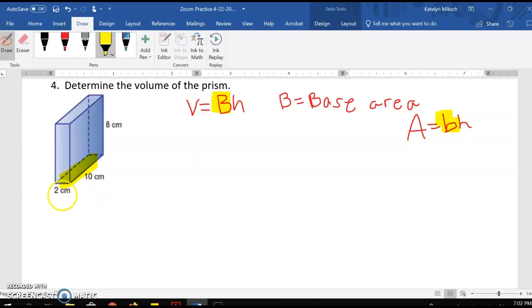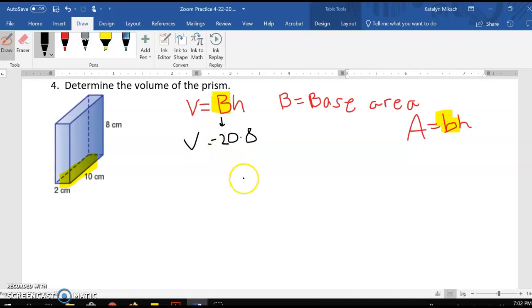This little b is talking about the base of just the rectangle. So if we looked at just this rectangle that I highlighted in yellow, we have 10 and 2. 2 could be the base, 10 could be the height, or 10 is the base, 2 is the height. It doesn't matter. But that area, 2 times 10, is going to be 20. So in this situation, big B is 20, and then the height of the prism is 8.